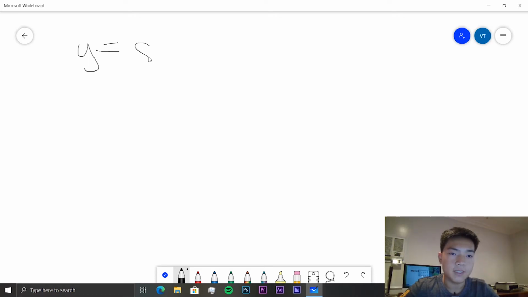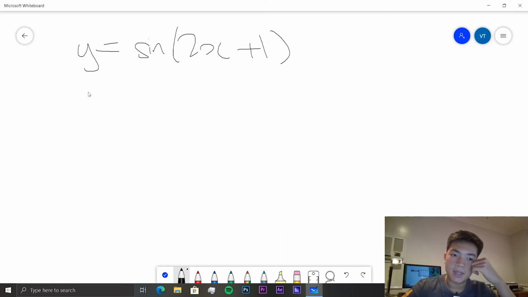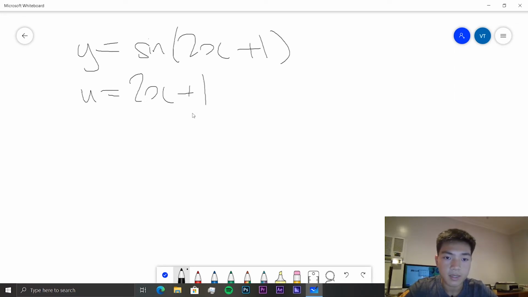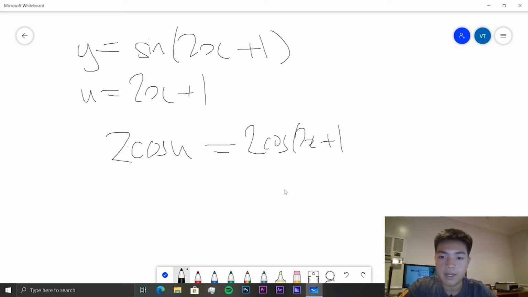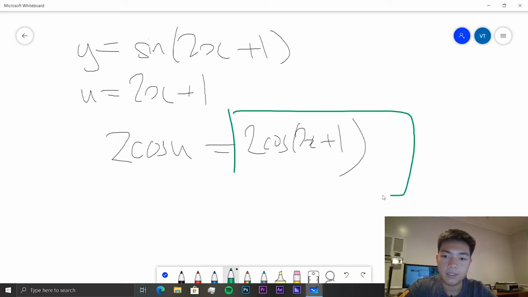So first, we have y is equal to sine of 2x plus 1, and we need to differentiate this. Again, we differentiate the inside and multiply by the derivative of the outside. So u is equal to 2x plus 1, and we have cosine u times 2. So we have 2 cosine u, which is equal to 2 cosine of 2x plus 1 as the answer. So that was a pretty simple first one.